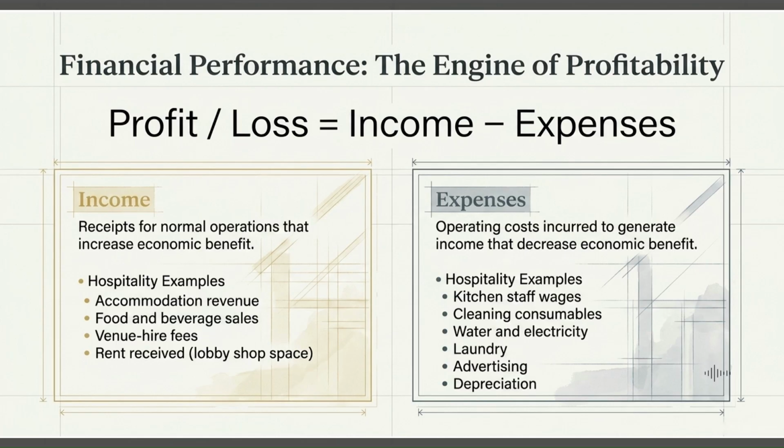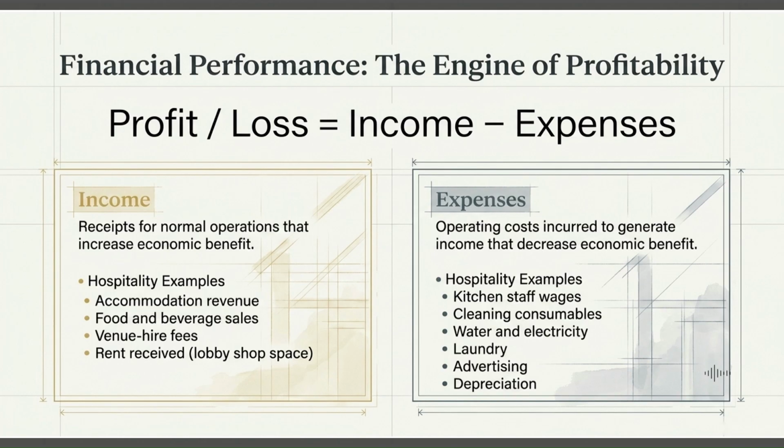Income is receipts arising from normal operations that increase economic benefit. In a hospitality business, that means accommodation revenue from rooms sold, food and beverage sales from the restaurants and the bars, venue hire fees from conferencing and functions, and rent received from the shop that leases space in your lobby.